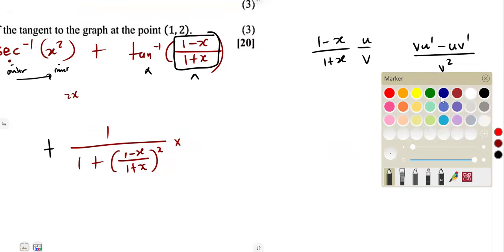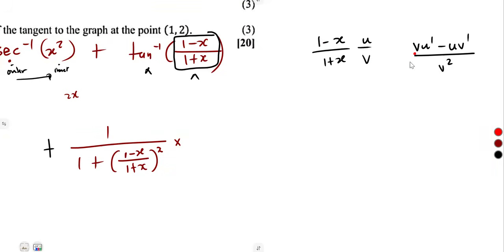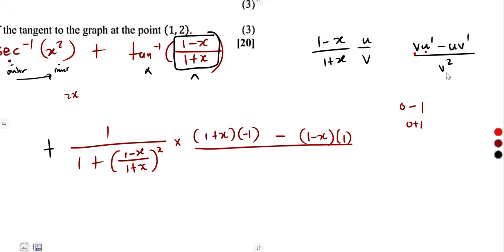So meaning to say, taking this formula, our v is what? 1 plus x. So it was going to be v, 1 plus x, times the derivative of u. This is going to give us 0 minus what? 0 minus 1, which is minus 1. All right. Minus our u. U is what? 1 minus x. Times the derivative of v. This is going to give us 0 plus 1, which is what? 1. All right. Everything over what? V squared. So that's 1 plus x squared. So that is it. We are done.